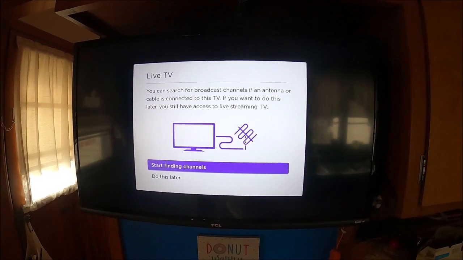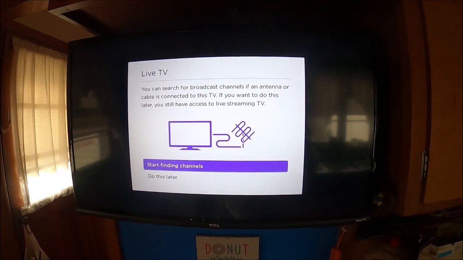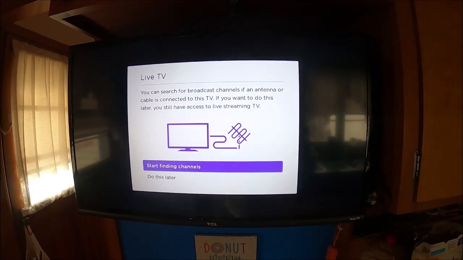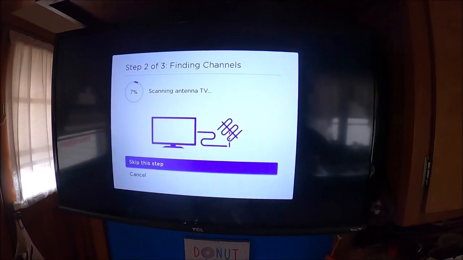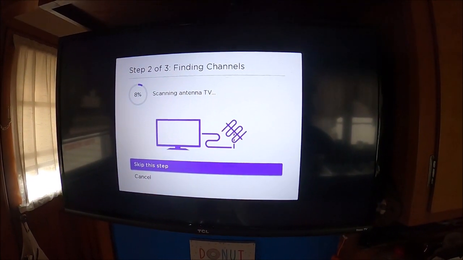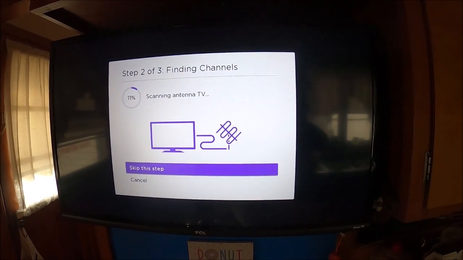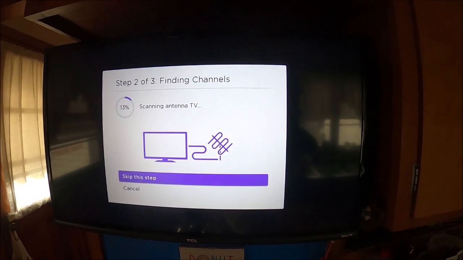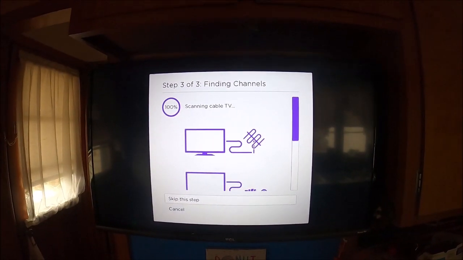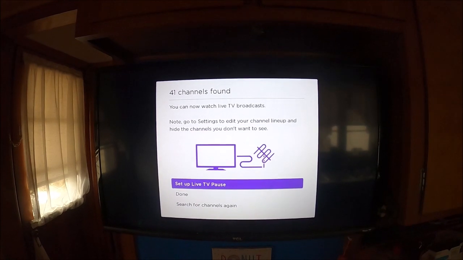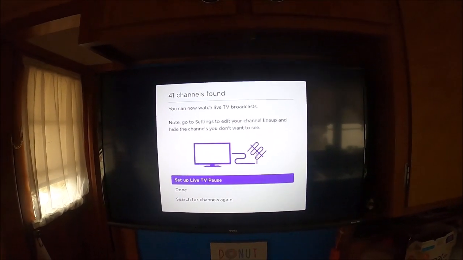Okay, so we have the TCL TV hooked up to the antennas direct bow tie antenna, and we're going to scan for channels. Okay, so the TCL TV is scanning channels, and we'll see how many we get with that antennas direct bow tie antenna. Okay, so the channel scan is almost complete, and it found 41 channels.